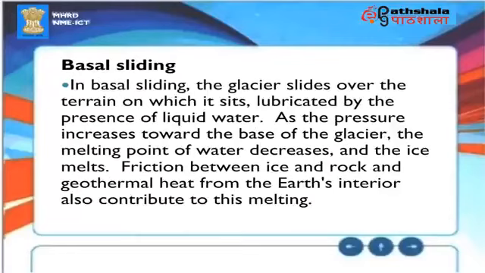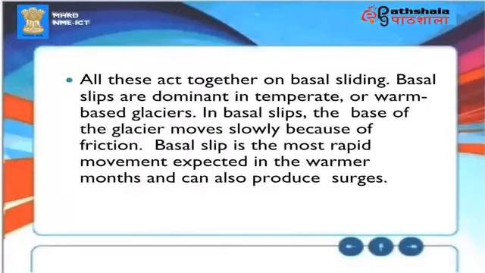Basal sliding. In basal sliding, the glacier slides over the terrain on which it sits, lubricated by the presence of liquid water. As the pressure increases toward the base of the glacier, the melting point of water decreases and the ice melts. Friction between ice and rock and geothermal heat from the Earth's interior also contribute to this melting. All these act together in basal sliding.